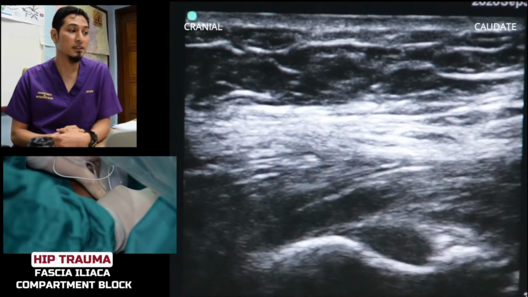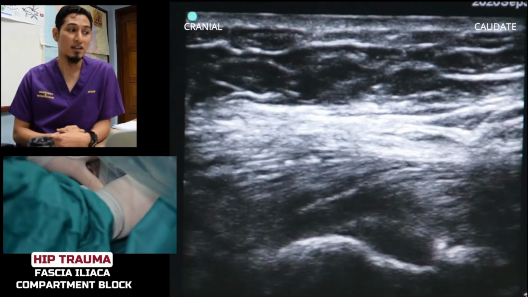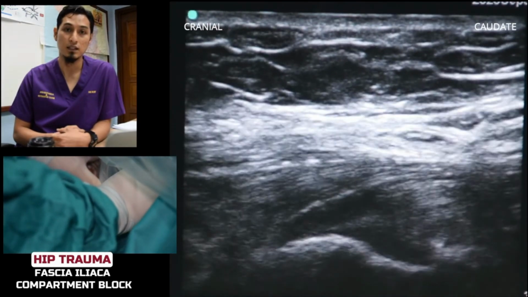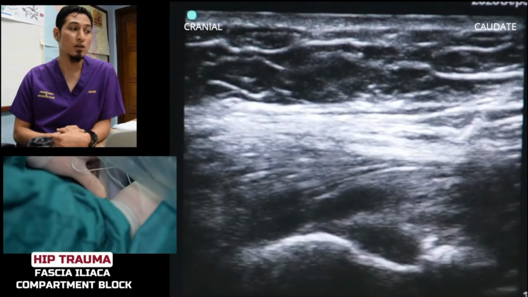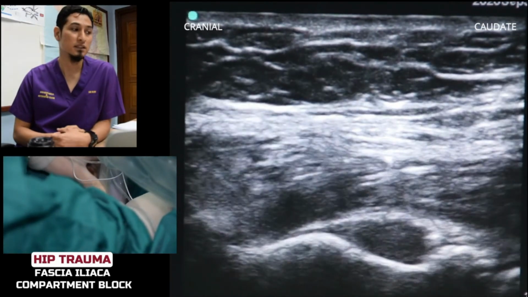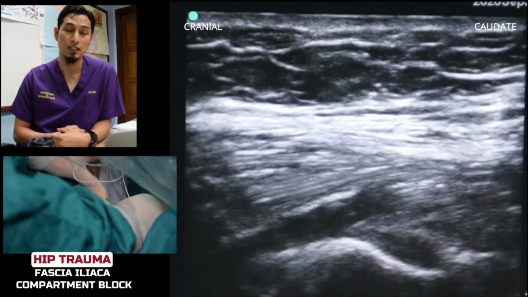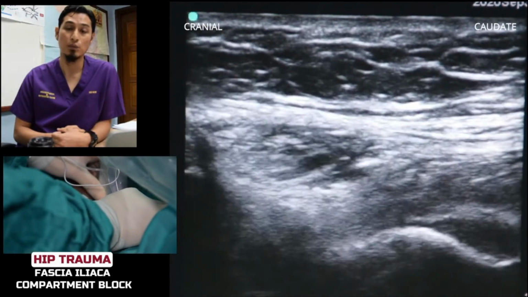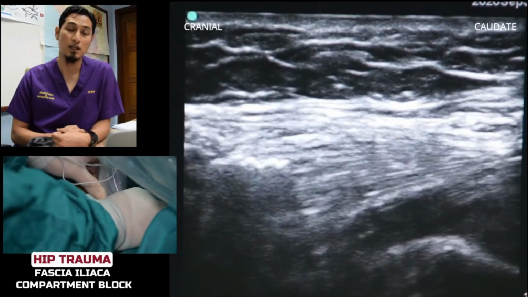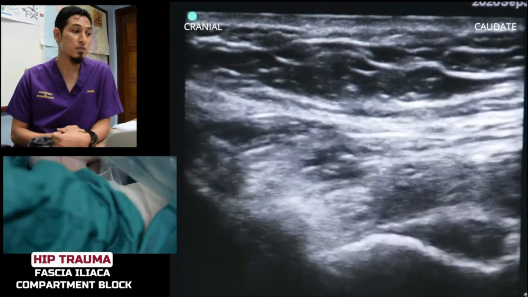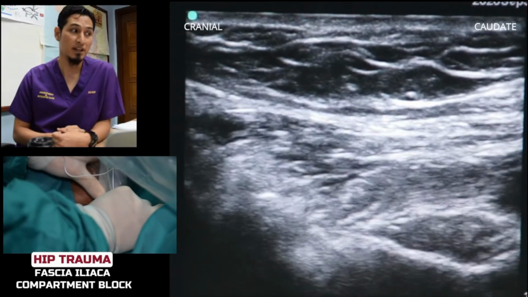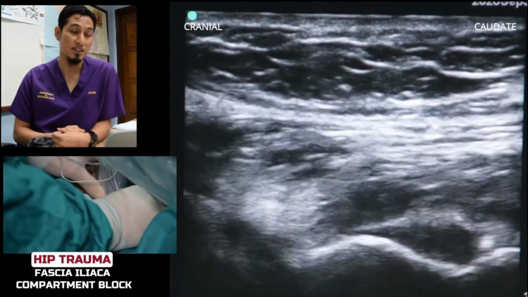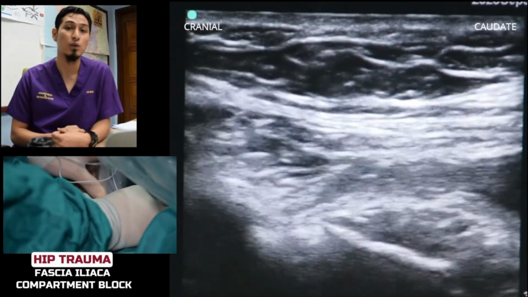So here we can see that the needle already pierced the fascia lata, which is the first fascia. Now the needle is just above the fascia iliaca. Once we feel a pop, then we are sure that we are in the fascia iliaca compartment. Once we are here, we aspirate and make sure there is no blood. If it's clear, we are going to inject our LA.